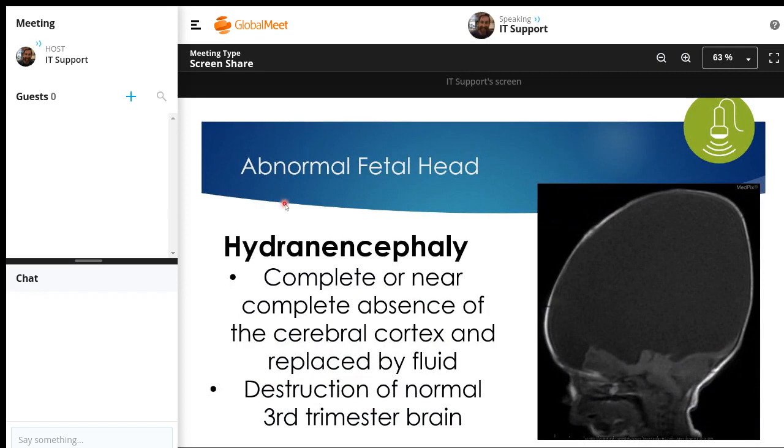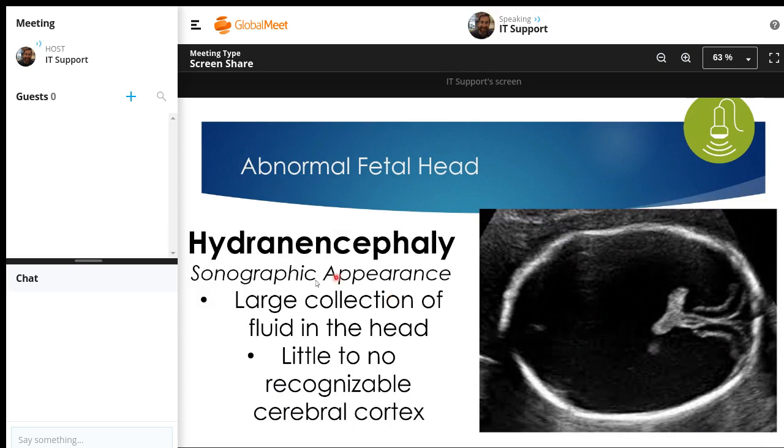So hydranencephaly. This is complete or near complete absence of the cerebral cortex, and that's replaced by fluid. This is usually destruction of a normal third trimester brain. You can see this crazy image here of all this fluid in this head. The thalami, lower brain centers, and cerebellum are usually intact, but the rest of the brain tissue is usually replaced by this fluid.